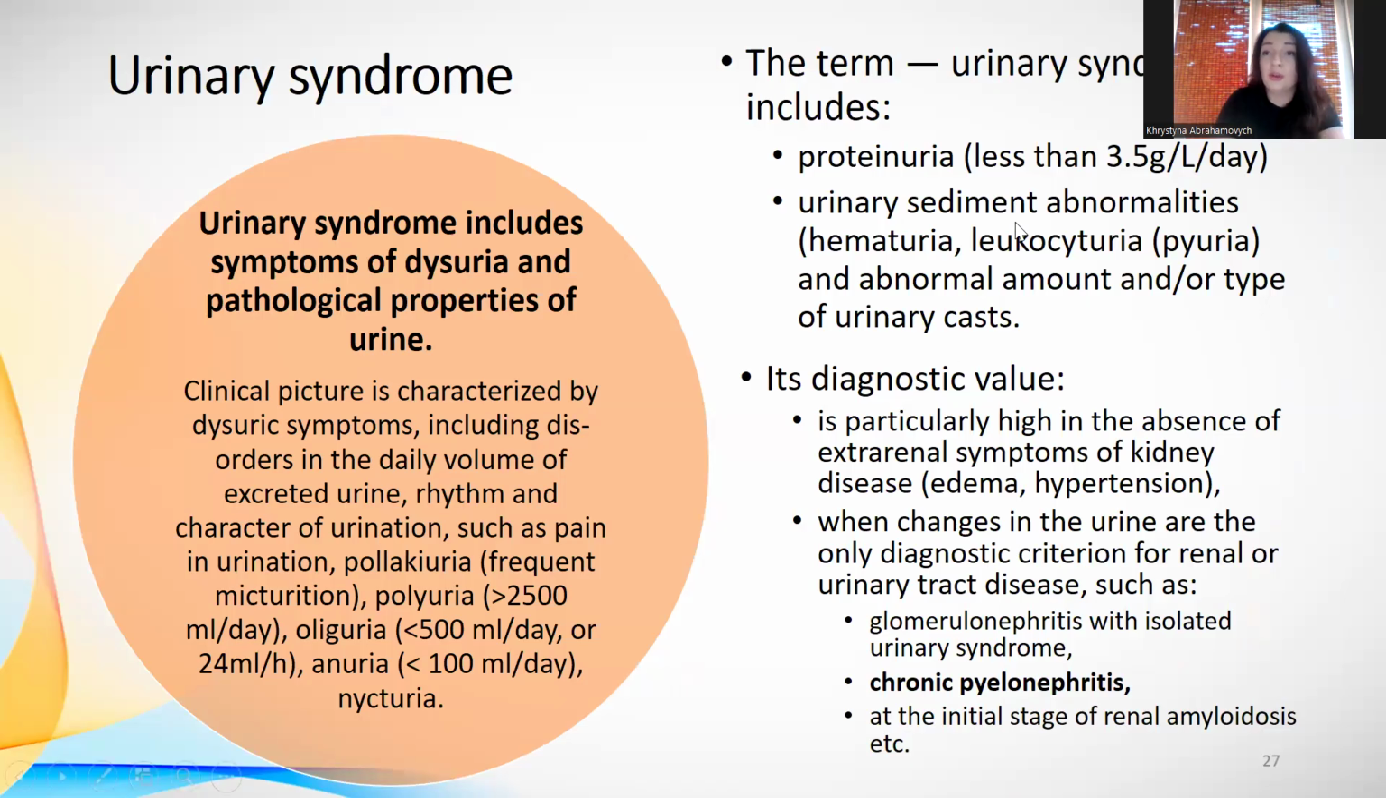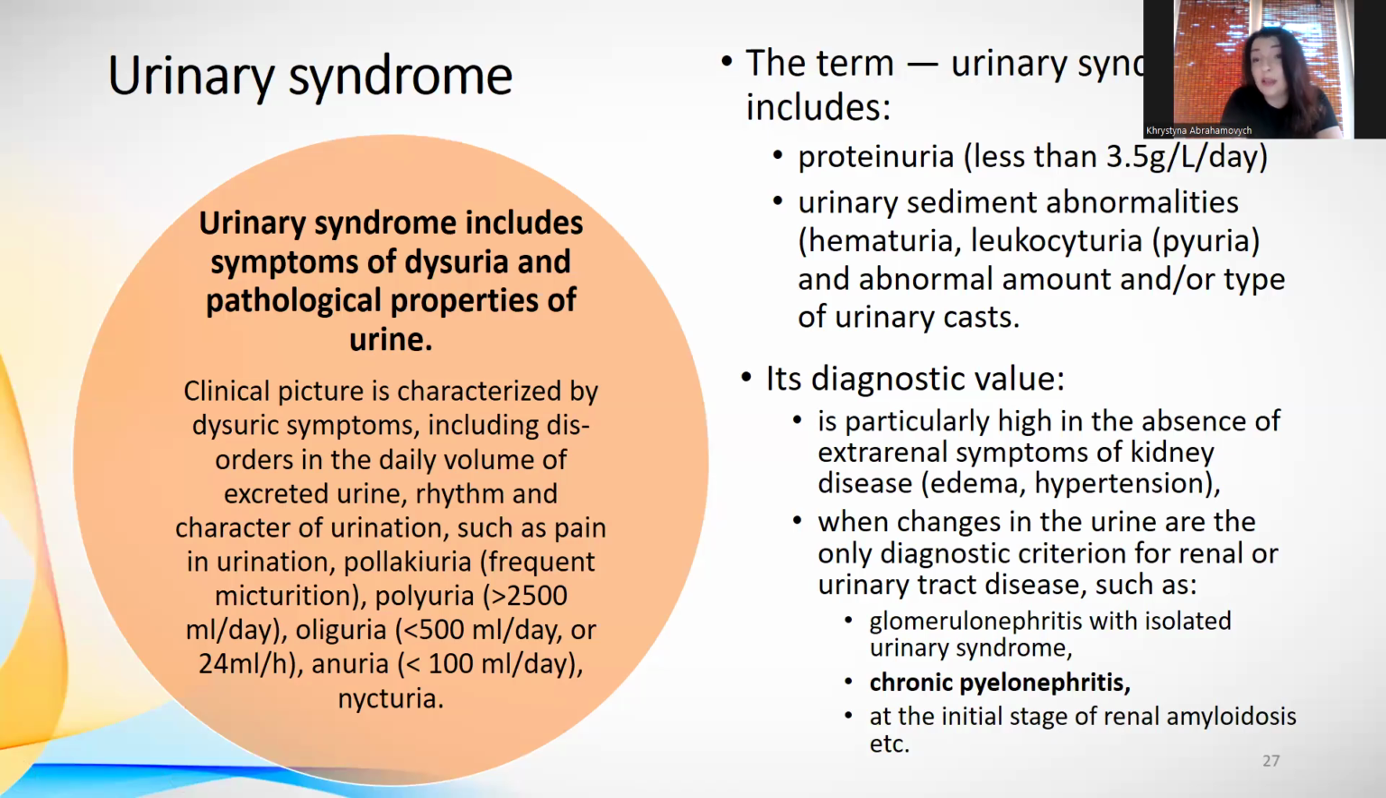So, what do we know? First of all, urinary syndrome includes proteinuria, but in this case, protein in urine will be less than 3 grams per liter. Urinary sediment abnormalities such as hematuria, leukocyturia, and abnormal amount or type of urinary casts are also a specific sign of this syndrome.